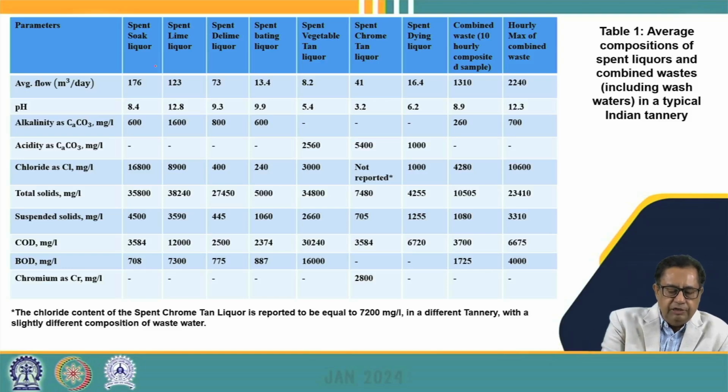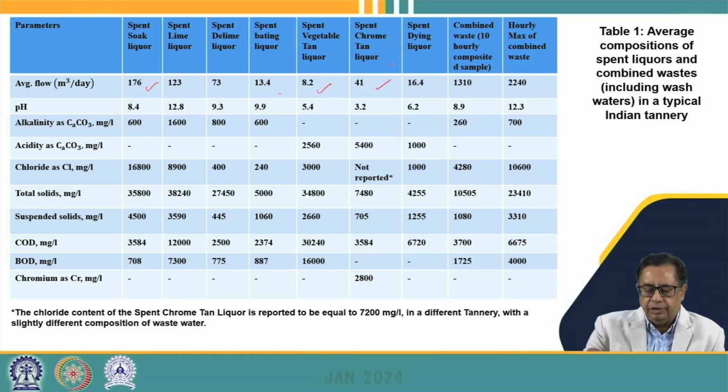If we talk about the various types of wastewater generated from different individual processes, we can see that a spent soak liquor may have a very high flow, that is around 176 cubic meters per day, whereas the flow then decreases, and we find that during the tanning process this flow may reduce. And if we talk about the combined waste, that is if we collect the 10 hourly composite sample, in that case the wastewater may be nearly 1310 cubic meters per day.